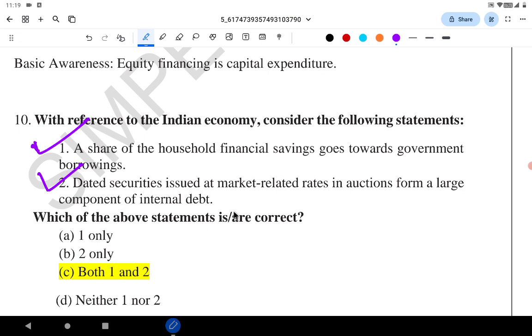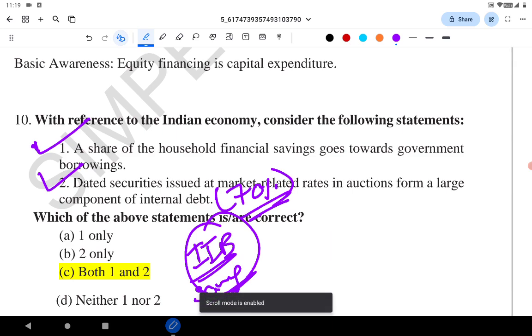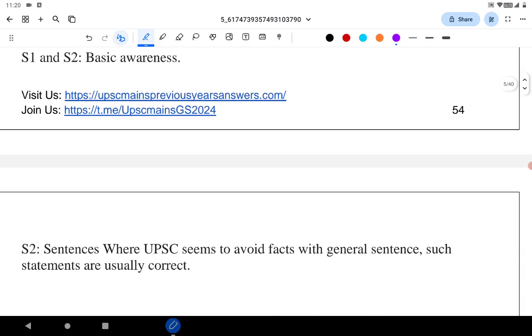Dated securities, I think, are one of the biggest. They are about 70% of the government's internal debt. The dated securities and treasury bills; the dated securities include even inflation indexed bonds and other saving bonds issued by the government. All these are part of dated securities. These are about 70% of the country's internal debt. So it is true, both statements are correct.